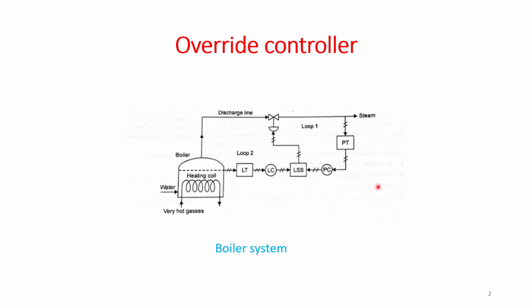I think it comes under the advanced control system. Hope this video will be useful to understand the difference between split range as well as override controller. Thank you.